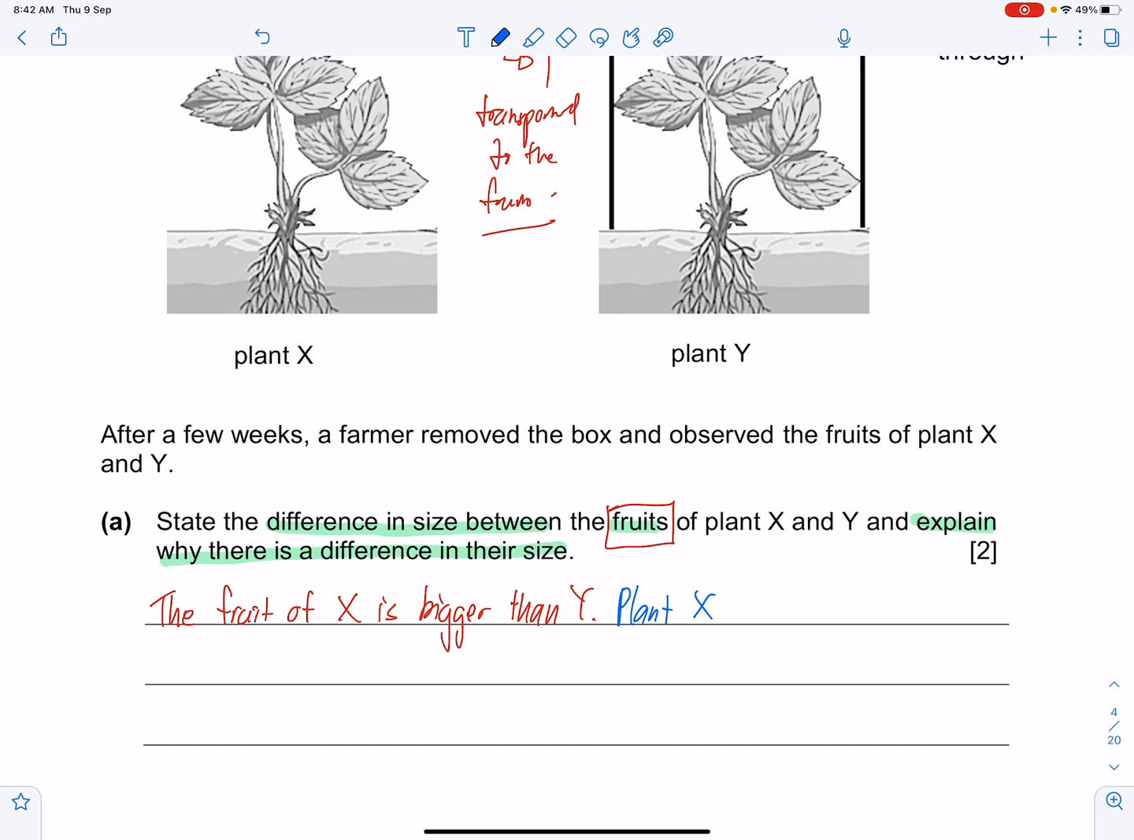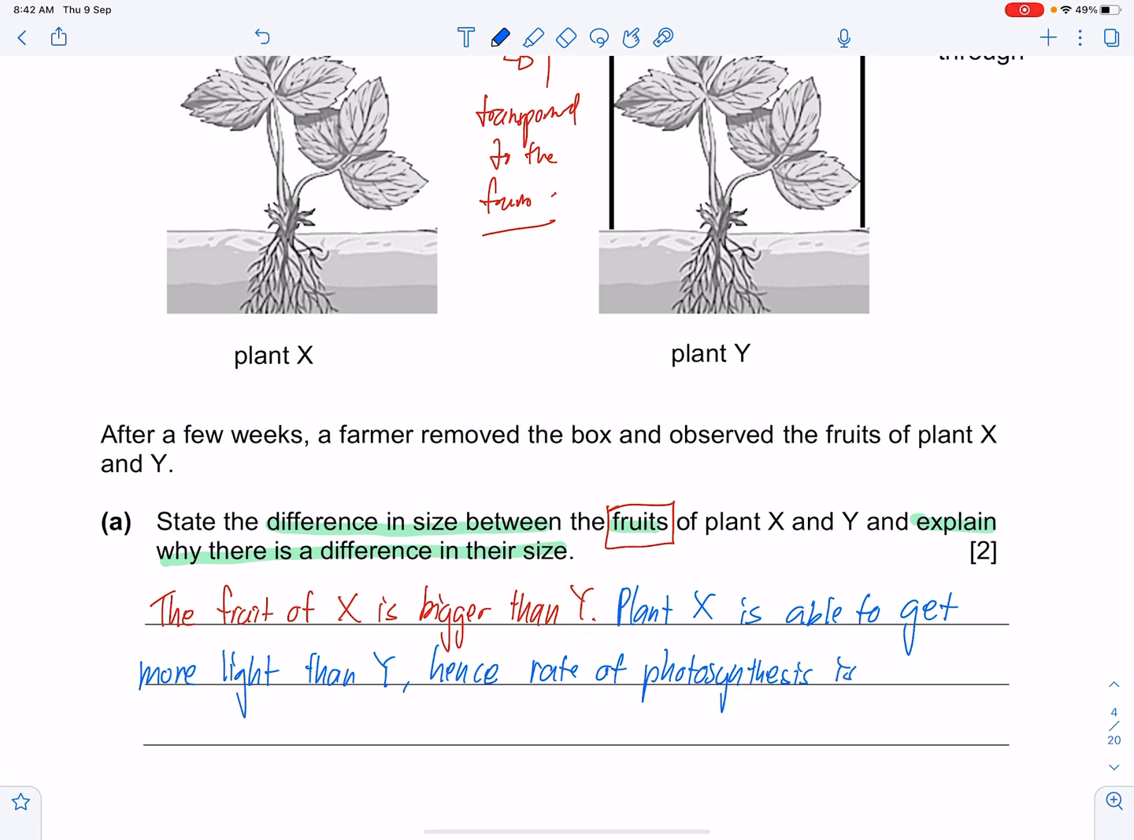Let me give you an example, okay? I give you the positive example first. So plant X is able to get more light than Y. Hence, rate of photosynthesis is higher in X, resulting in more food being produced.